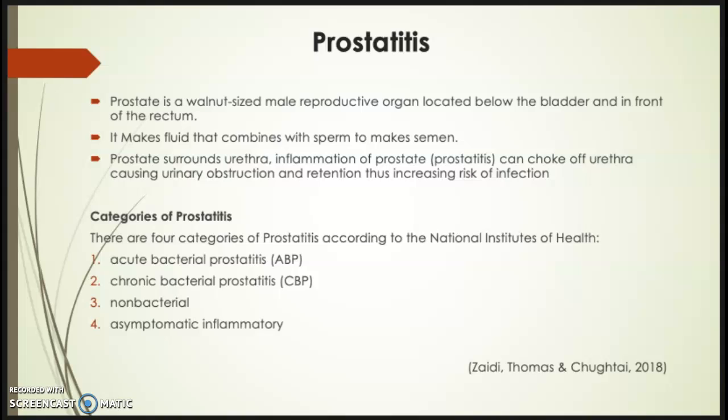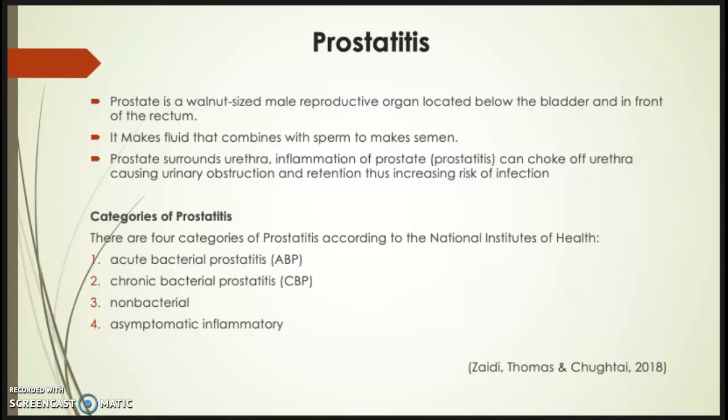The prostate is a walnut-sized male reproductive organ located below the bladder and in front of the rectum. The prostate makes fluid that combines with sperm to make semen. The prostate surrounds the urethra, and inflammation of the prostate can choke off the urethra, causing urinary obstruction and retention, thus increasing the risk for infection.